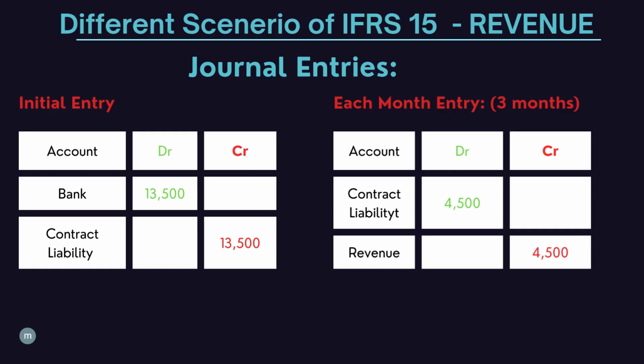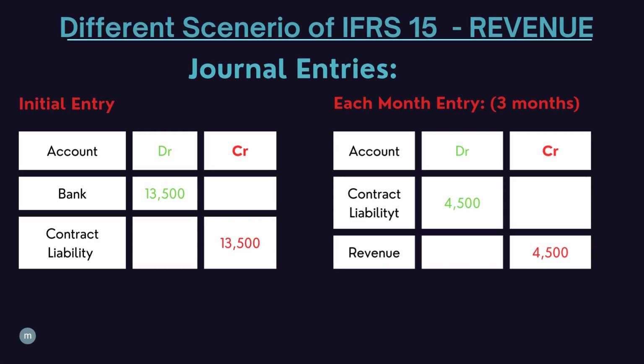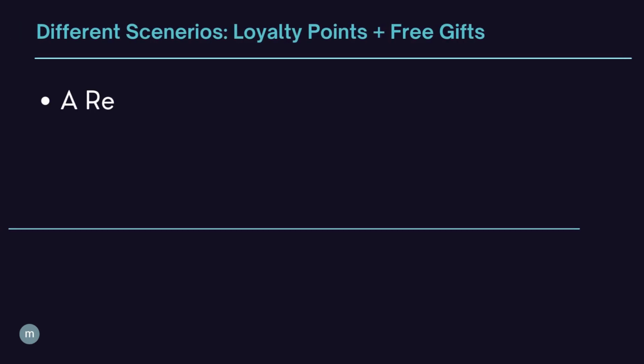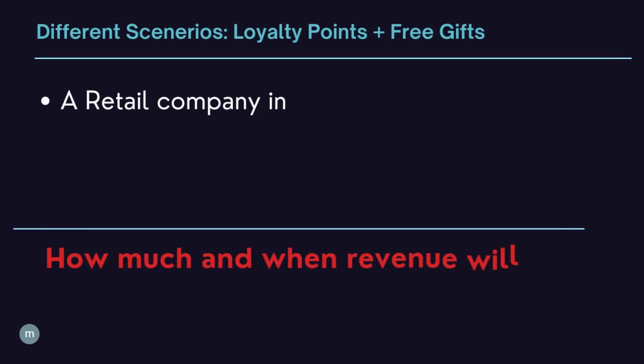The initial entry is going to be bank debit 13,500, contract liability 13,500 credited, because the services have not been provided yet. Each month as work is done, contract liability debit 4,500, revenue credit 4,500. So the discount affects the total, but revenue timing still matches the actual work done. No shortcuts. Alright, now let's look at loyalty points.